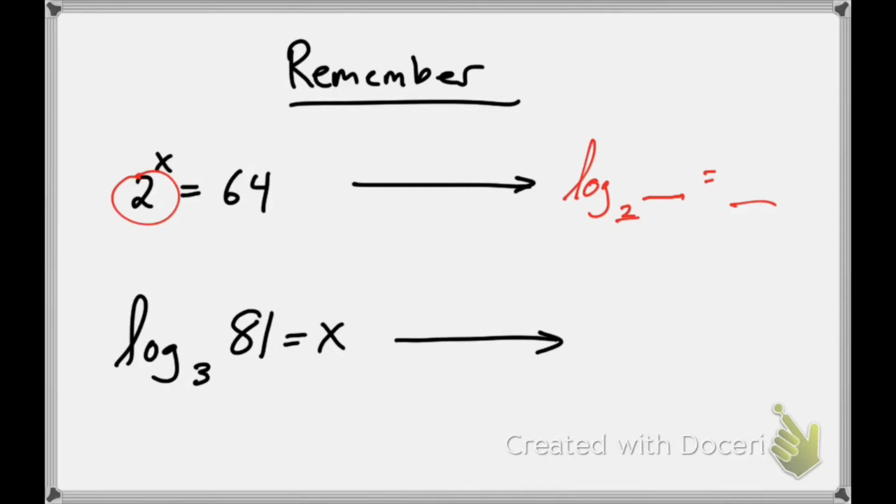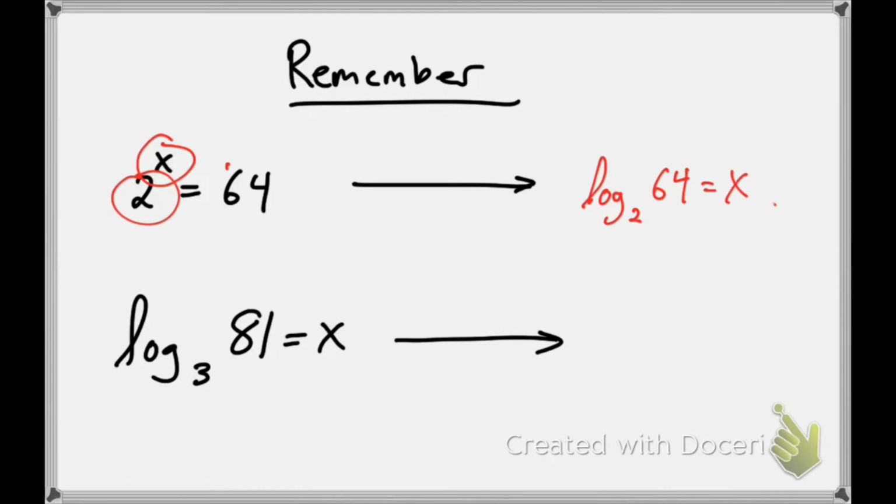A logarithm equals the exponent. There's my exponent. And I fill in the leftover. So that's how I convert from exponential form to logarithmic form. Let me write this clearly. So log base 2 of 64 equals the exponent, which is x.